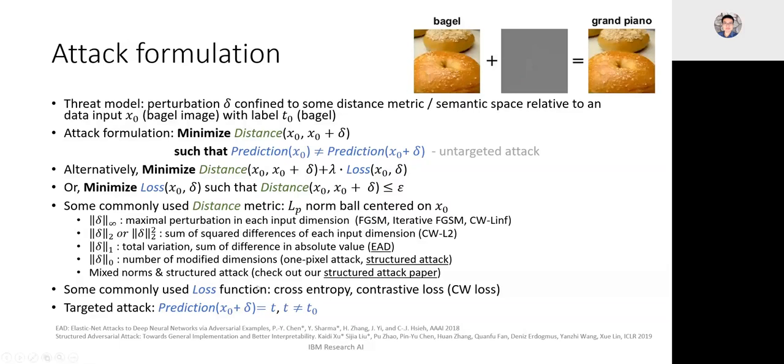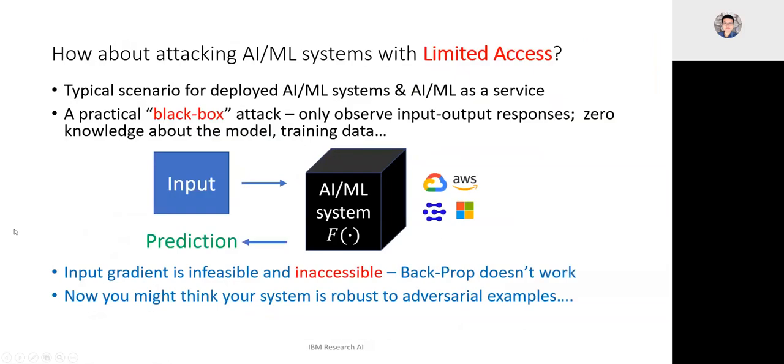And for the attack loss function, usually people use cross entropy or contrastive loss. Contrastive loss is something I explained a few slides ago. For example, in order to make this bagel image be classified as a grand piano after adding this noise, you will try to increase the confidence of the grand piano and also try to decrease the confidence of the bagel label. That's how people generate adversarial examples in a mathematical formulation.